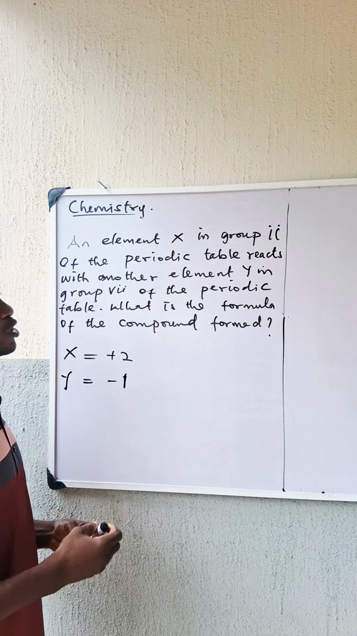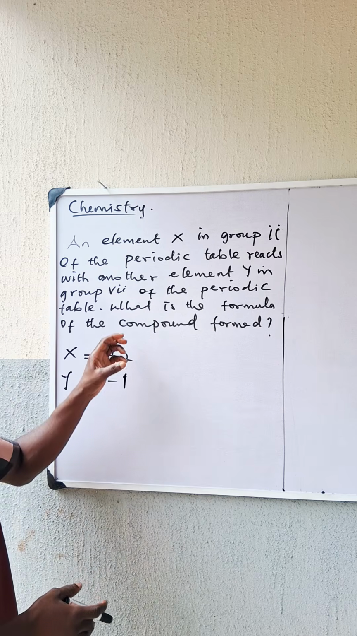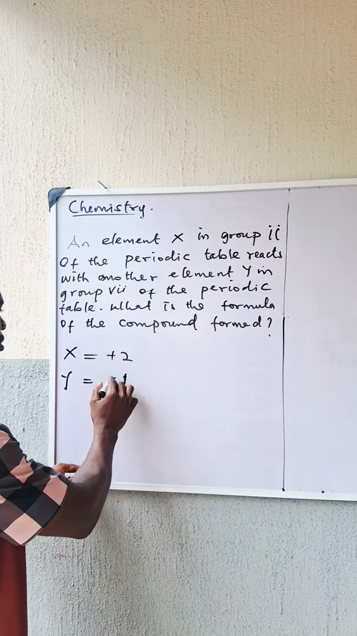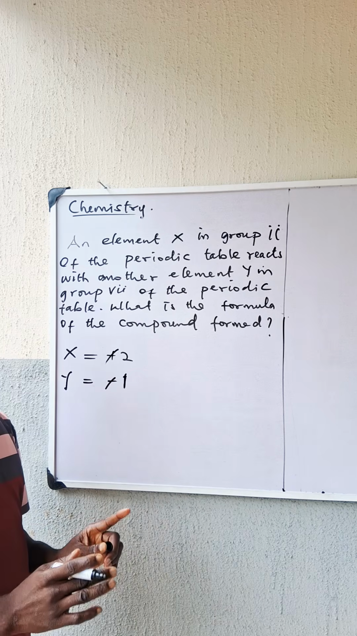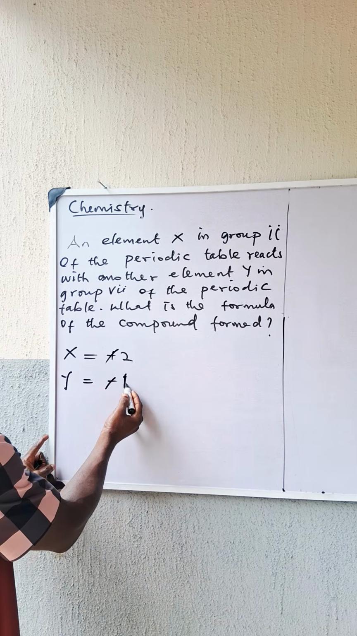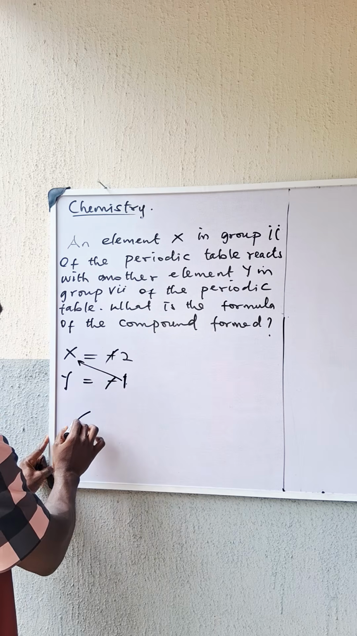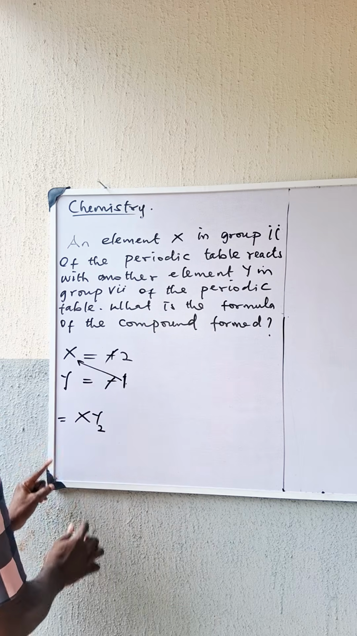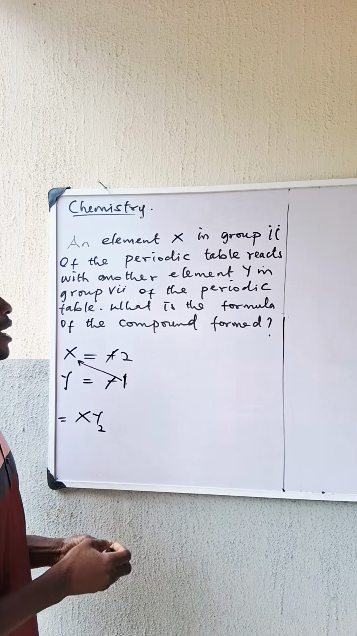And in the formation of this kind of compound, what we do is exchange of valency. So the first thing is to cancel the charges and we cross multiply. So 1 times X will give us X, then 2 times Y will give us Y2. So this is the compound formed by X and Y.